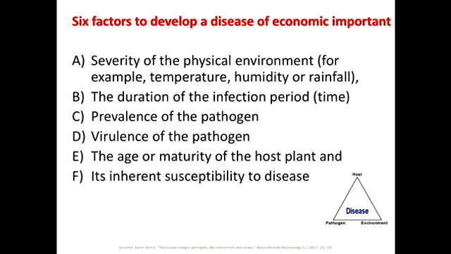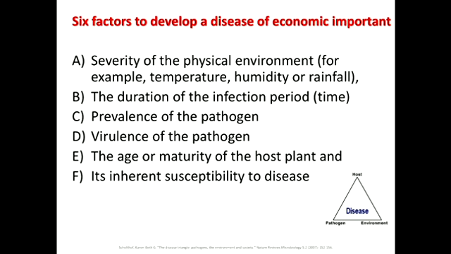And virulence of the pathogen. We discussed that aggressiveness of the pathogen is very vital for development of this disease in a vast area. And age and maturity of the host plant: you know that the earlier age, or the seedling stage, or the very tender age is very important, so that the pathogen can easily penetrate into the host. And if it is a root-borne disease, then roots are important.